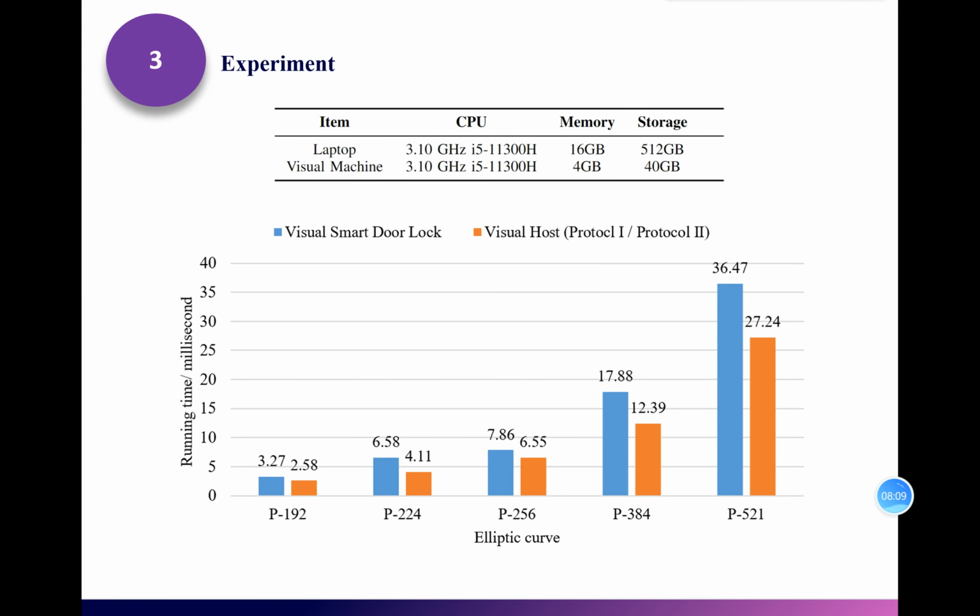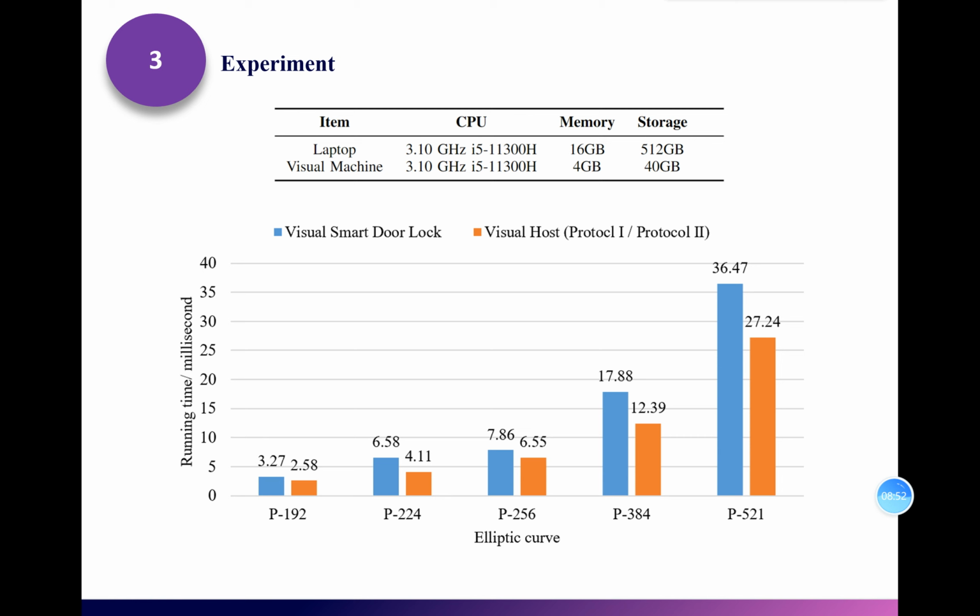In our experiment, the proposed protocols are running between three virtual machines with the same configurations on a laptop. The experiment environment is summarized in this table. We ran the two protocols 10 times on different elliptic curves. Note that in the visitor protocol, the visitor's device only forwards messages between the smart door lock and the host device, so computing time on the visitor's device is ignored. The average computing time is shown in this figure, where the visitor's computing time in protocol 1 is ignored.